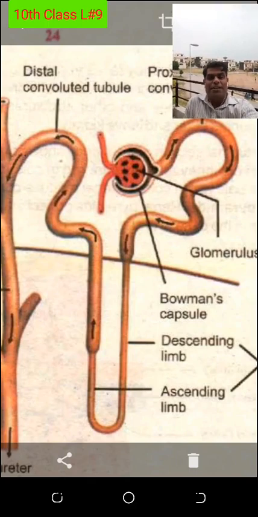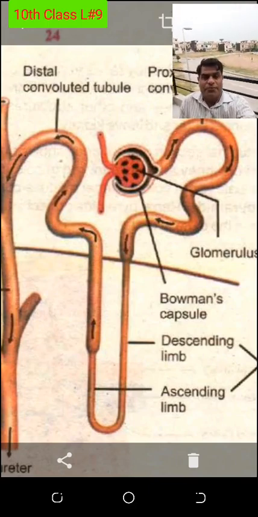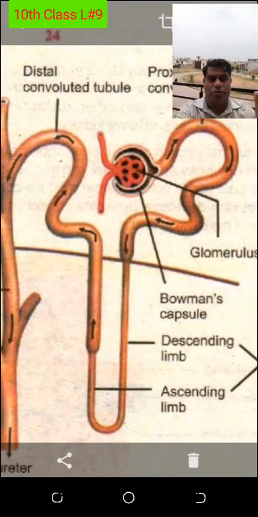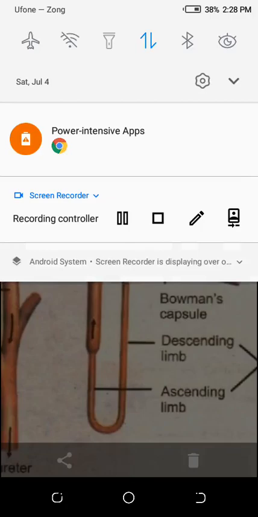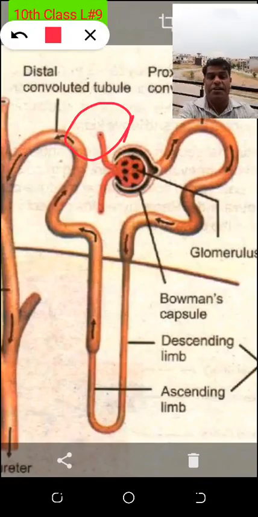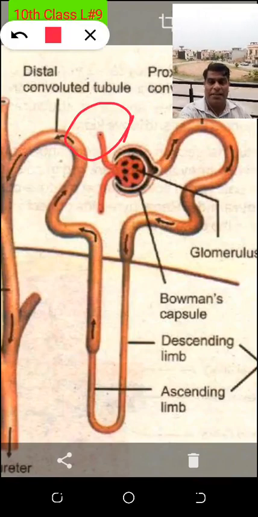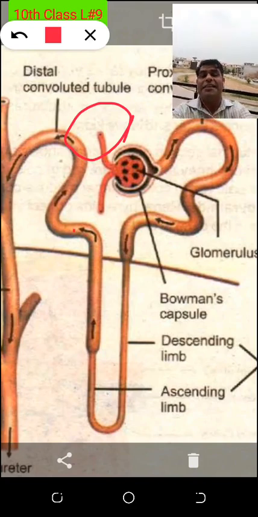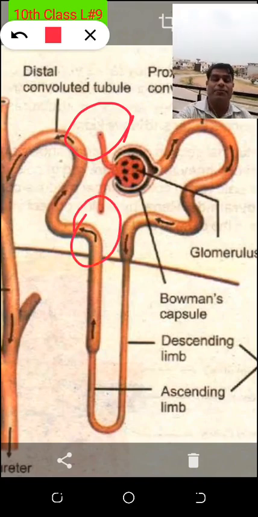What is the different thing the nephron created? After the capillary, the nephron did not form venules. It formed arterioles. Now I have to label these two arterioles once again. This is the afferent arteriole, and this is the efferent arteriole.